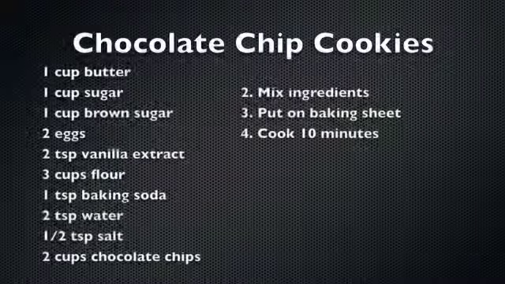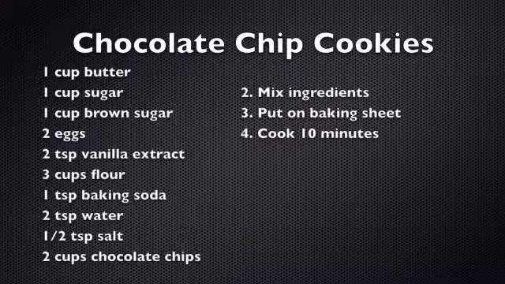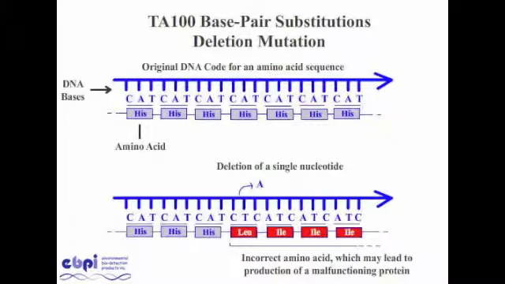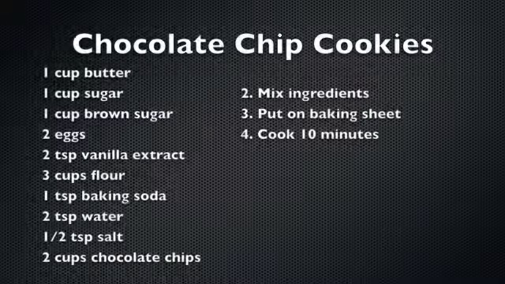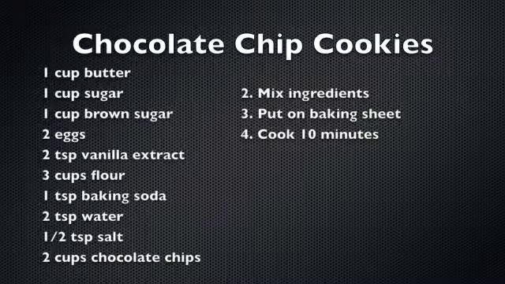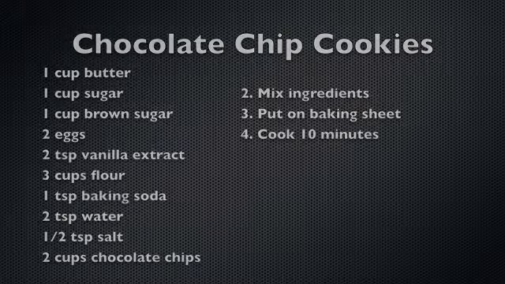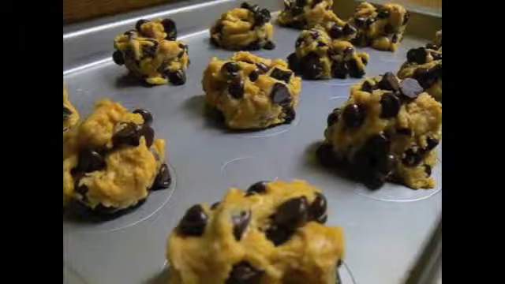Deletions. In this example, we see deletion where step 1 of the instructions is missing. Deletion is when a sequence of DNA is missing, just the opposite of insertion. Making cookies without preheating the oven won't do much. All you will come out with is raw cookie dough. A deletion can cause dramatic changes to our internal recipes.